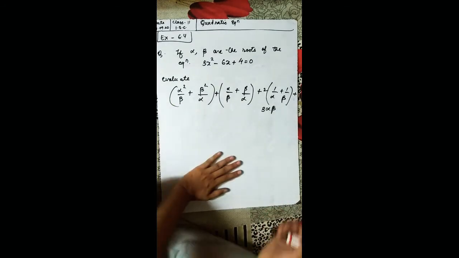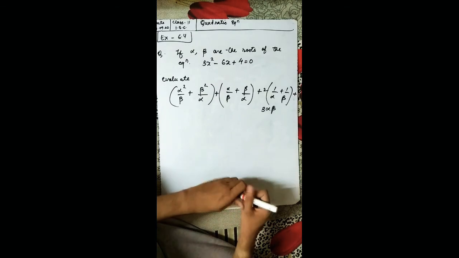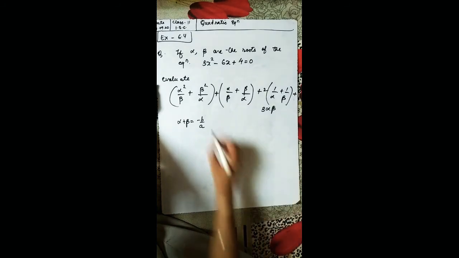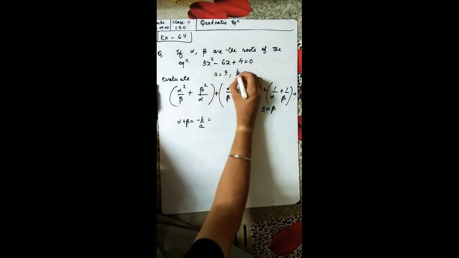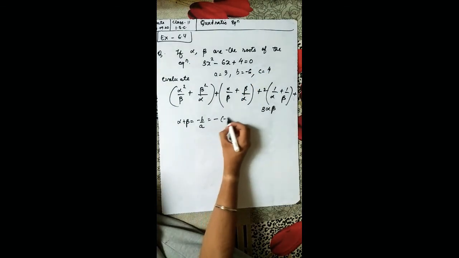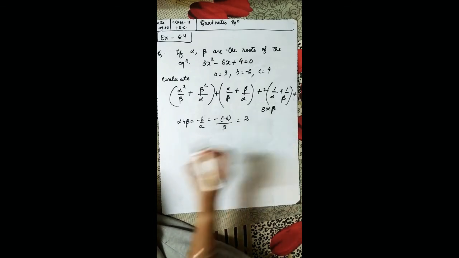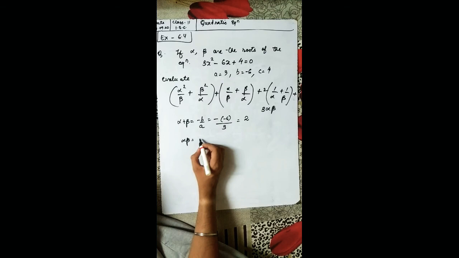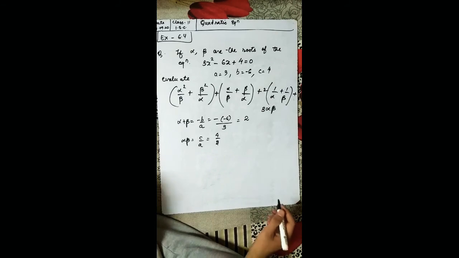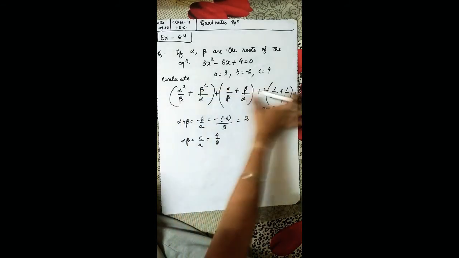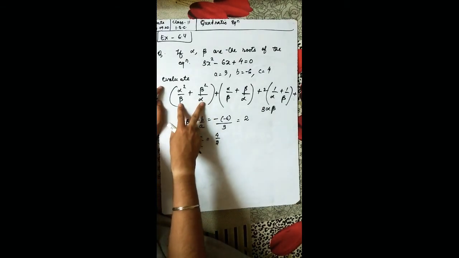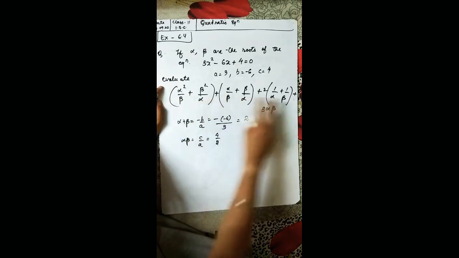First of all, let us find alpha plus beta and alpha into beta. Alpha plus beta, by the relation we know, is minus b upon a. Our a is 3, b is minus 6 and c is 4. So minus of minus 6 upon 3 gives 2, and alpha into beta will be c upon a, that is 4 upon 3. Now let us simplify the expression which we have to evaluate. We can get alpha into beta in this denominator, here also alpha into beta, here also alpha.